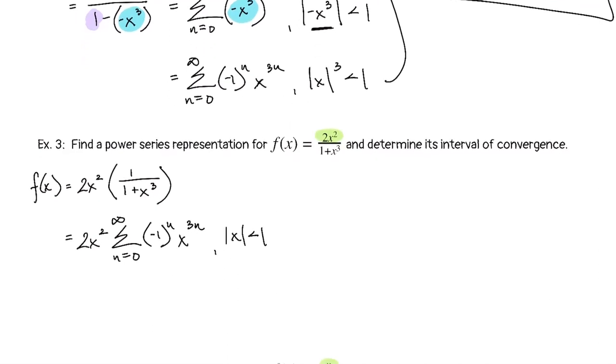Now, what we're going to do is take this 2x squared and distribute it back into the series, okay? Because yesterday we were taking the x's out of the series. Today we're putting them back into the series, okay? And so when we put back in the 2x squared, here's what happened. The 2 is going to stay 2, right? This -1 to the n is going to stay.